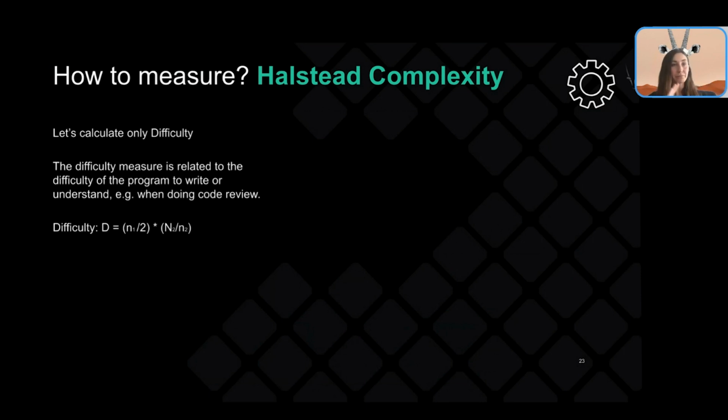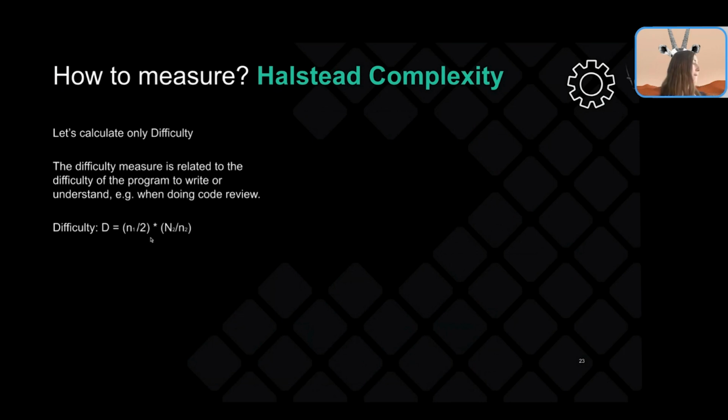So let's calculate only difficulty, because for us, difficulty in Halstead complexity will actually make sense. Yeah, if the difficulty will increase, then probably we're doing something wrong. If the difficulty can remain the same or decrease, then we're good. So difficulty measures basically a real kind of related or relational difficulty of the program to write or understand. That's exactly what we're saying when we're talking about maintainability.